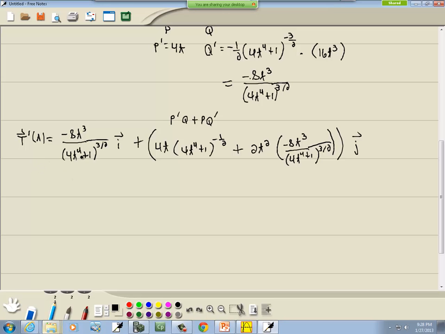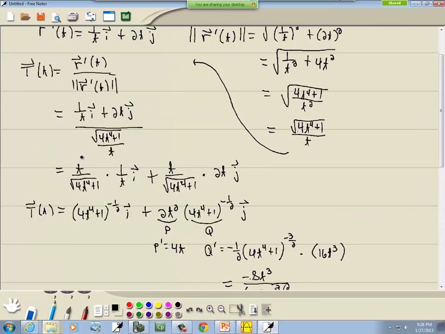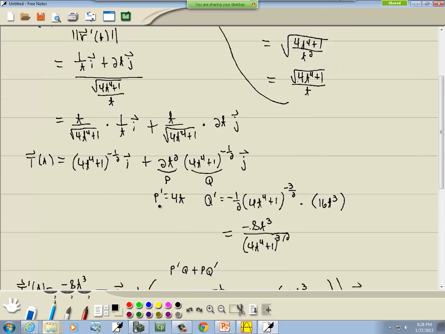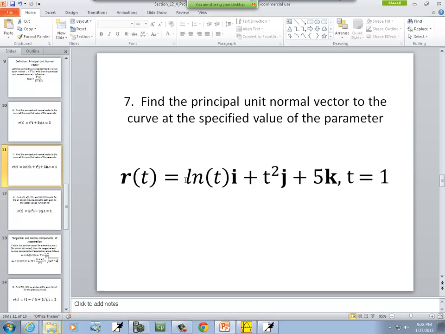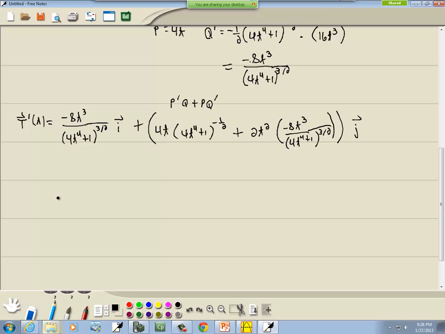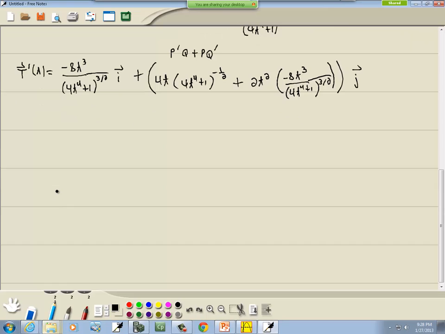Well, my t that I'm going to be plugging in was t equals 1. I'm going to go ahead and do that because I'm wanting to find the principal unit normal vector, and its formula involves T prime. So once we get down to something that's in the formula, we can go ahead and plug in our 1. And that should make it a little simpler.